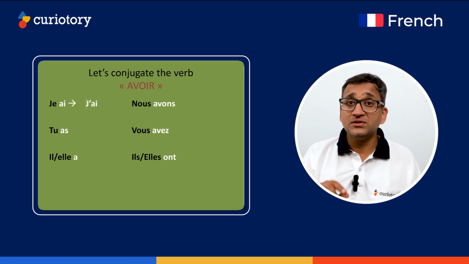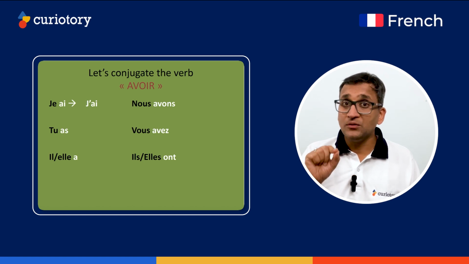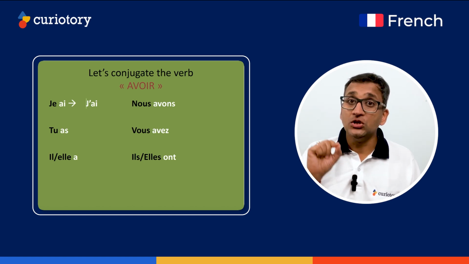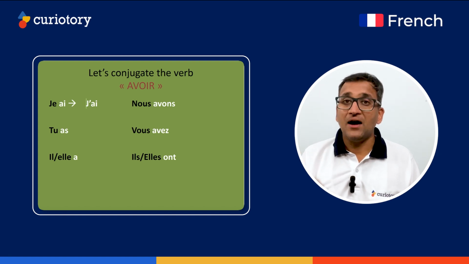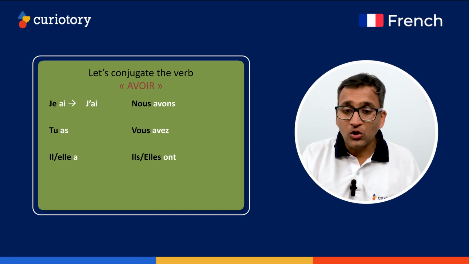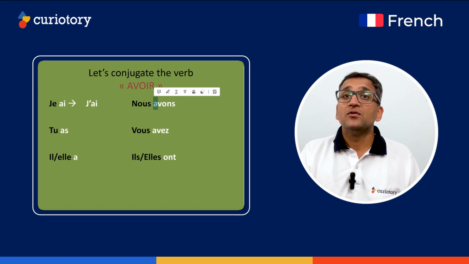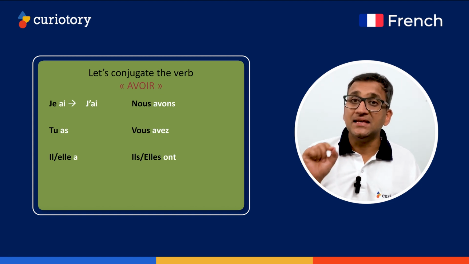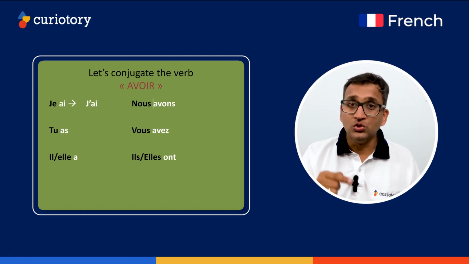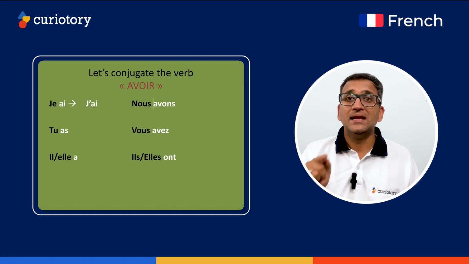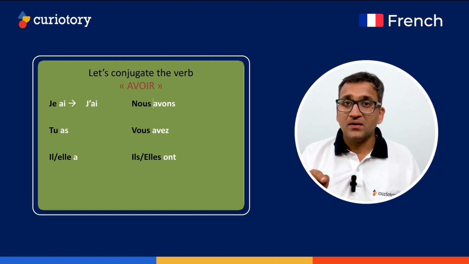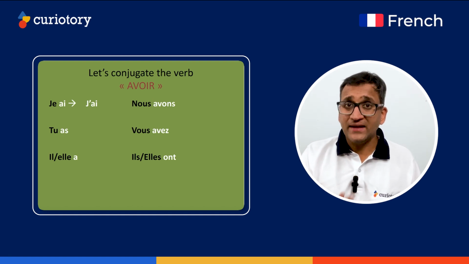Now here I am pronouncing the s of nous. I am not saying "nous avons" with a silent s. I am saying nous avons with a z sound, because if the following word starts with a vowel, we pronounce that s as z. So the pronunciation of nous will change. You got it? We call it liaison. Liaison means the link. Remember, in French terms, we call it liaison.